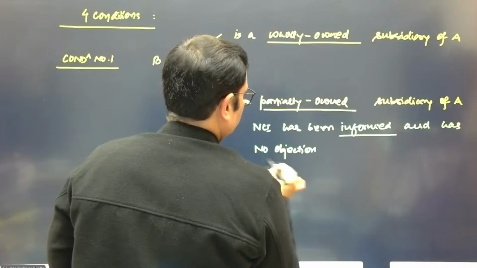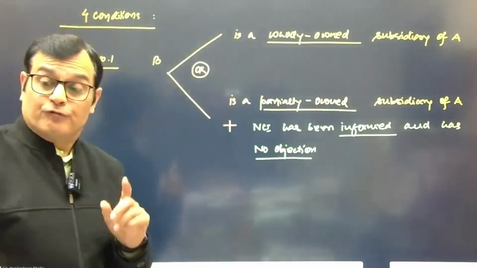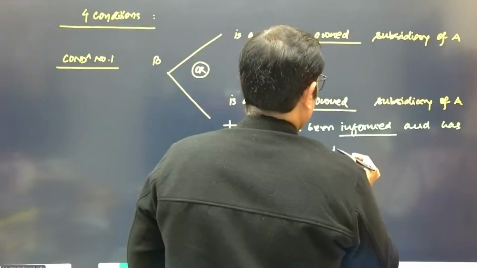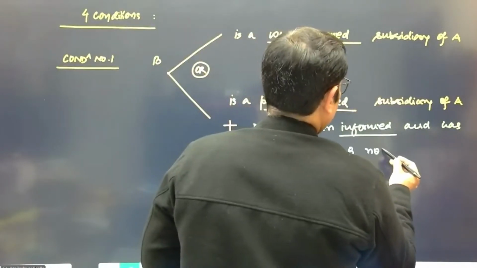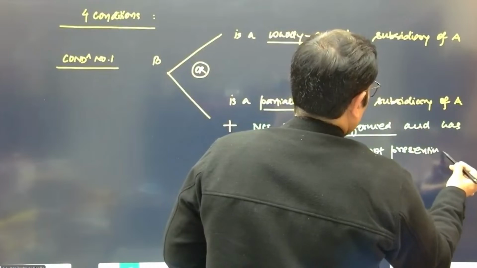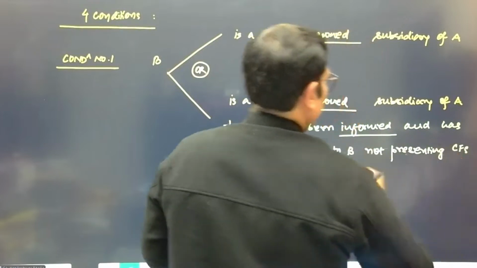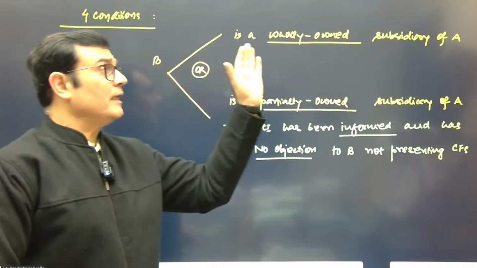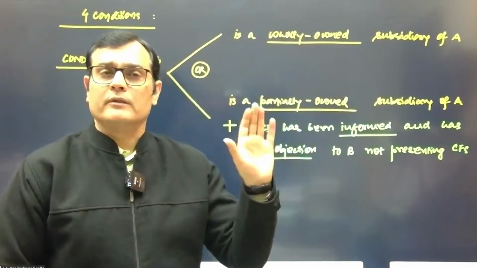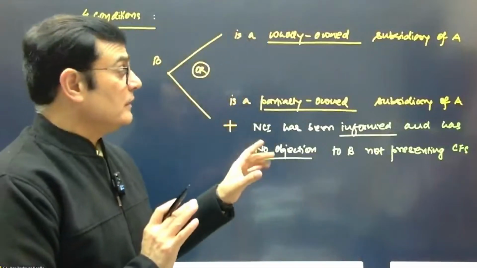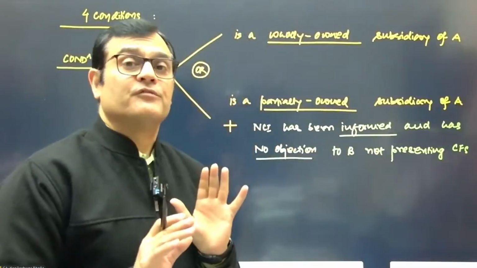Underline no objection. So NCI has been informed and it has got no objection to B not presenting CFS. They have got no objections for B not presenting consolidated financial statements. So that is condition one. You'll see either this or this. If it is wholly owned, condition one is met. If it is partly owned, just look at the NOC part, the no objection certificate part.